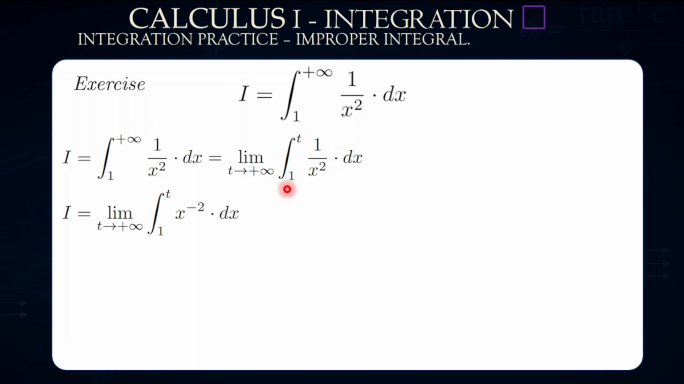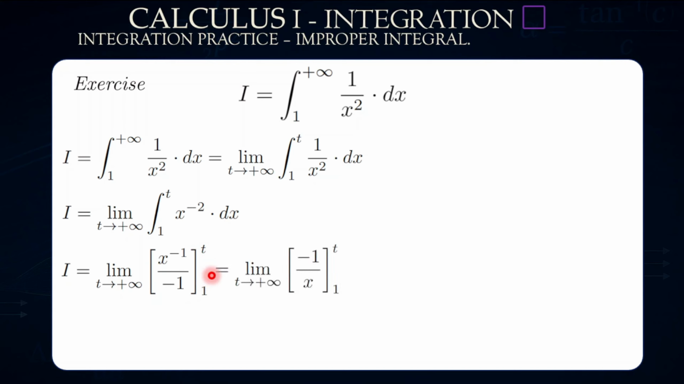This gives you the limit as t goes to plus infinity of the integral from 1 to t of x to the power of minus 2 dx, because we moved it to the numerator, so the power should be flipped to a negative sign. This gives us the limit as t goes to plus infinity of x to the power of minus 2 plus 1 divided by minus 2 plus 1, or x to the power of minus 1 divided by minus 1, and the boundaries are from 1 to t.